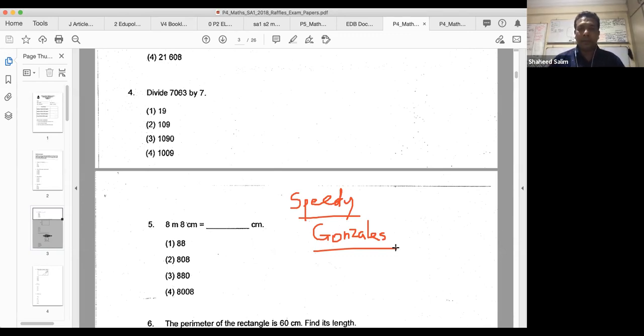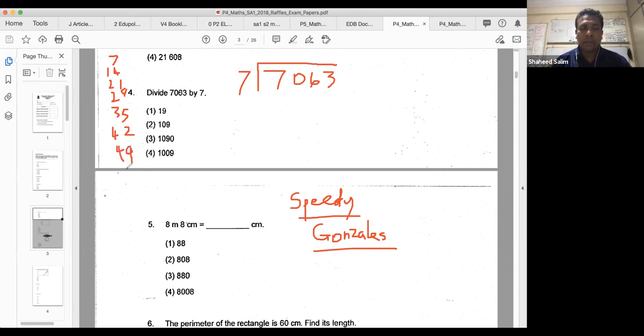Great. So now, 7063 divided by 7. So now you need to divide by 7. If you're not so sure about the 7 timetable, you write 7, 14, 21, 28, 35, 42, 49, 56. If you are still weak, never mind, write it down. You can do this. 63. So you keep adding 7.